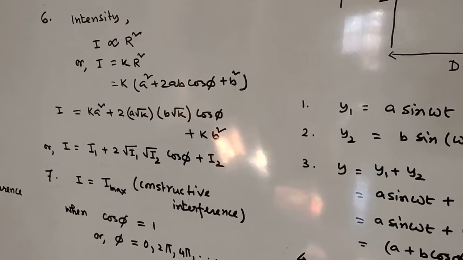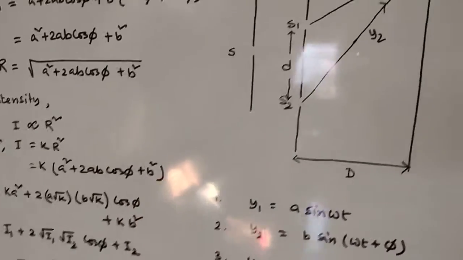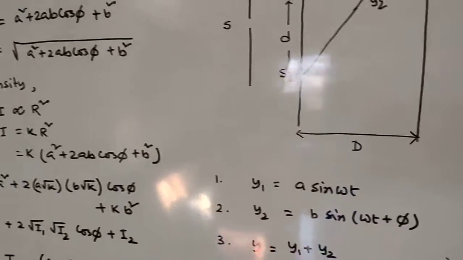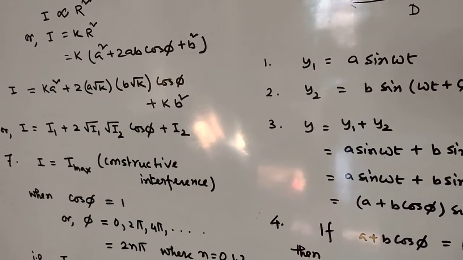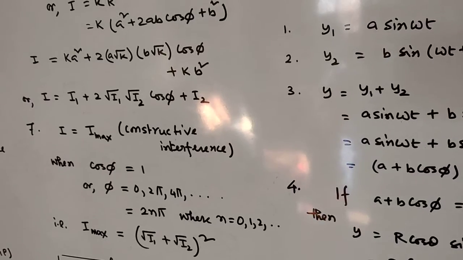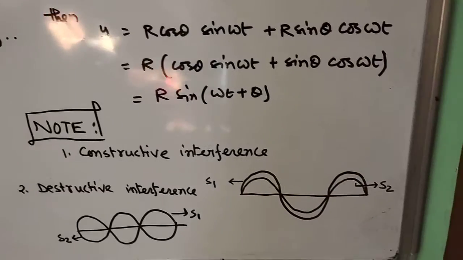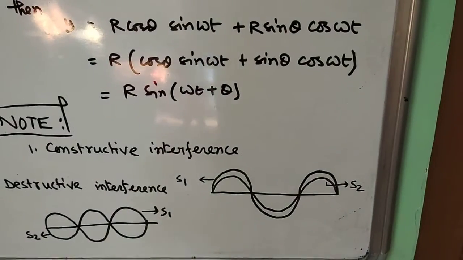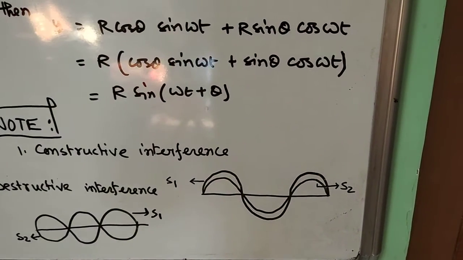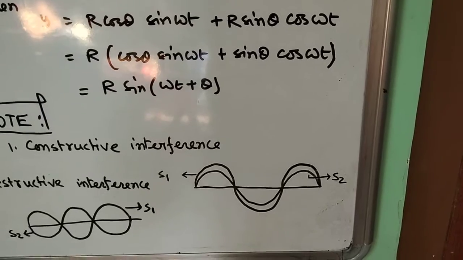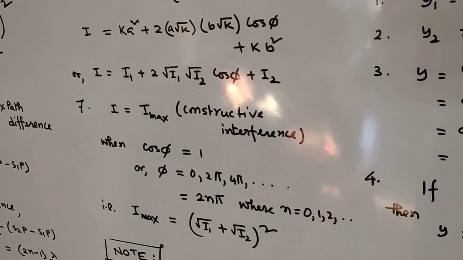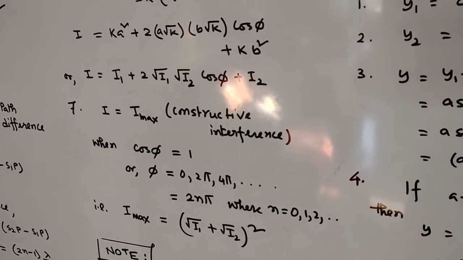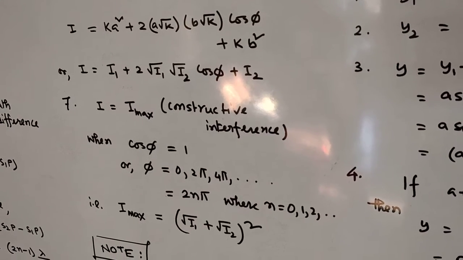Now for constructive interference, the intensity at point P will be maximum, and in this case cos phi equal to 1. Maximum value of I is when cos phi equal to 1, which means phi equal to 0. So the phase difference is 0. The diagram is a little bit like this. For constructive interference, this is the condition for phi equal to 0: both waves are in the same phase. So cos phi equal to 1, and in general phi equal to 0, 2 pi, 4 pi.